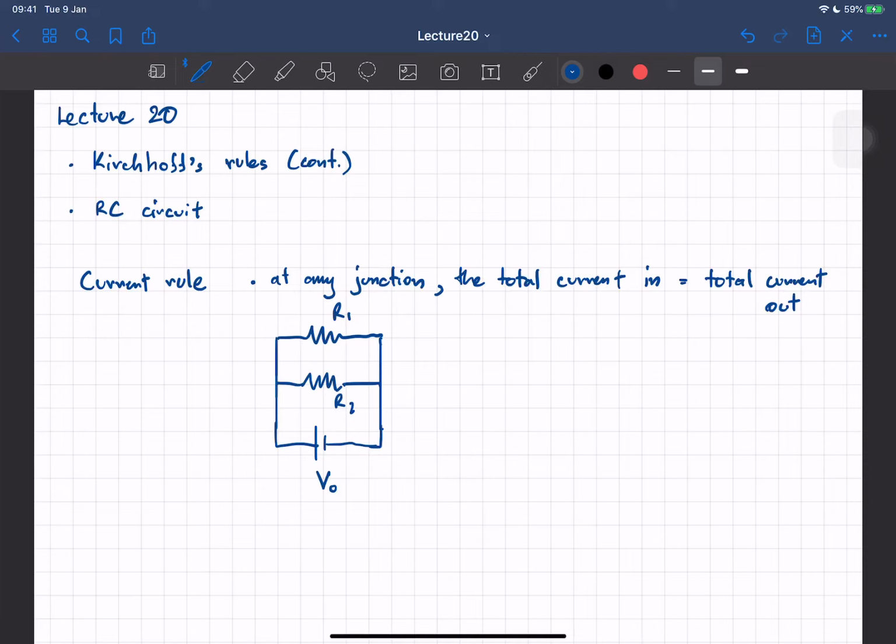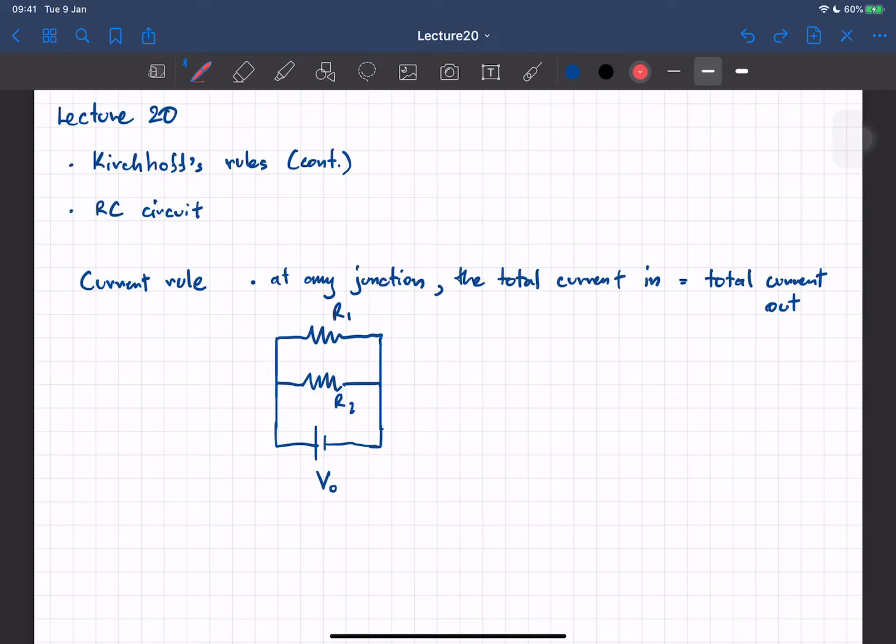But this is different from what we talked about last time, for one obvious reason. Last time we talked about starting from one point in the circuit and going around to complete what we call a loop. And you can see now that there are two possible loops that you can go. So this is different.